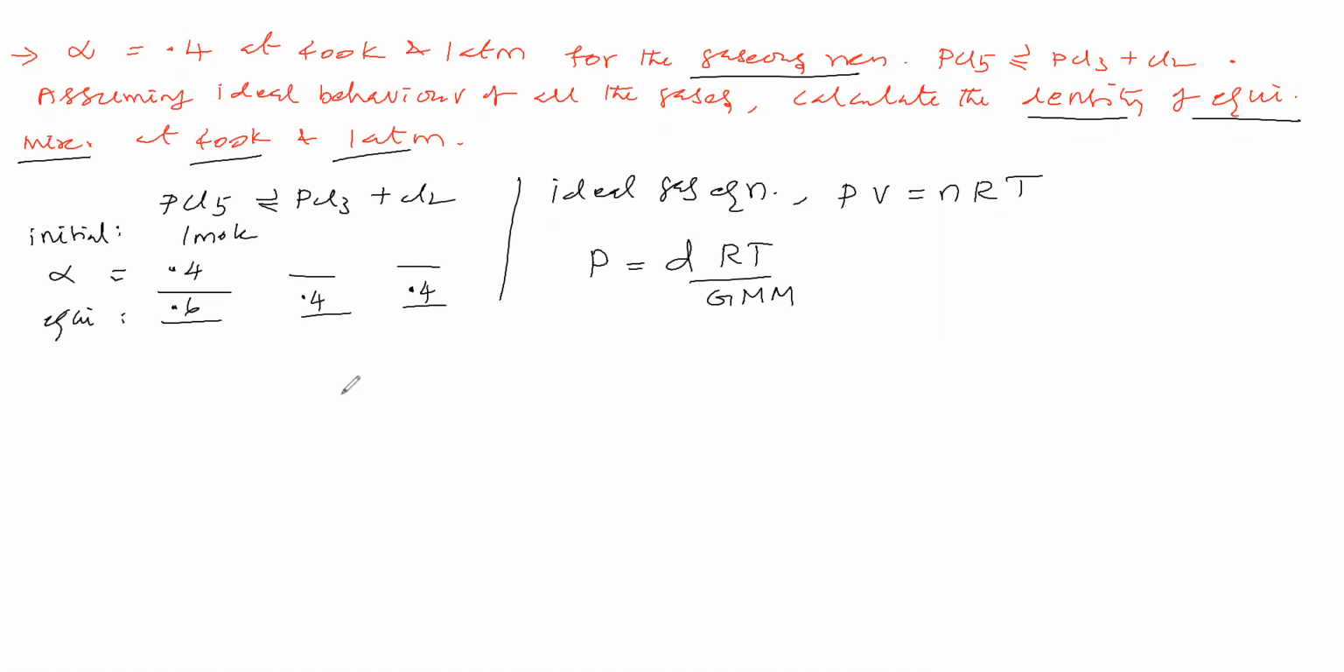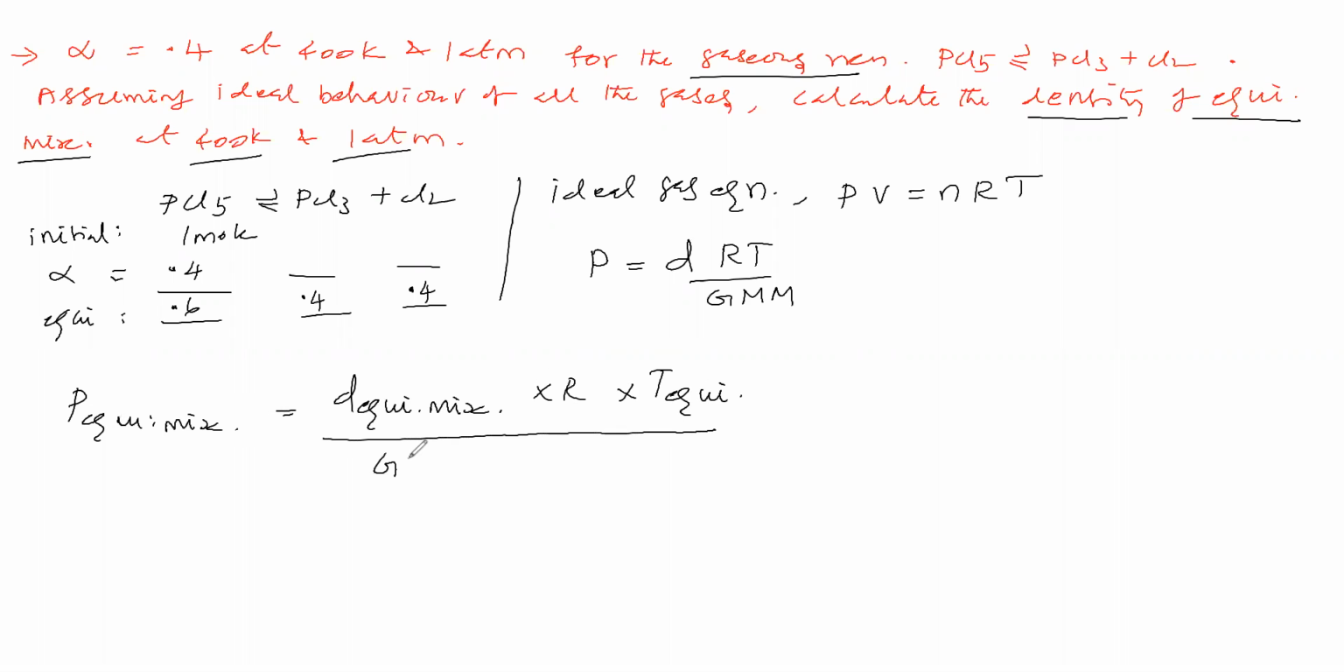P is called pressure, of the equilibrium mixture. D is called density of the equilibrium mixture. R is the constant. T is the temperature at equilibrium. Then GMM is the gram molecular mass of the equilibrium mixture. Everything we will take for the equilibrium mixture.